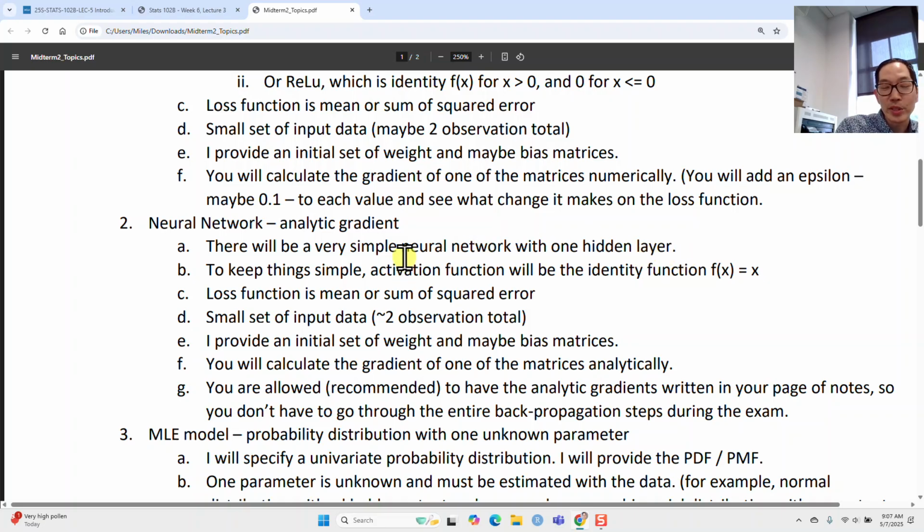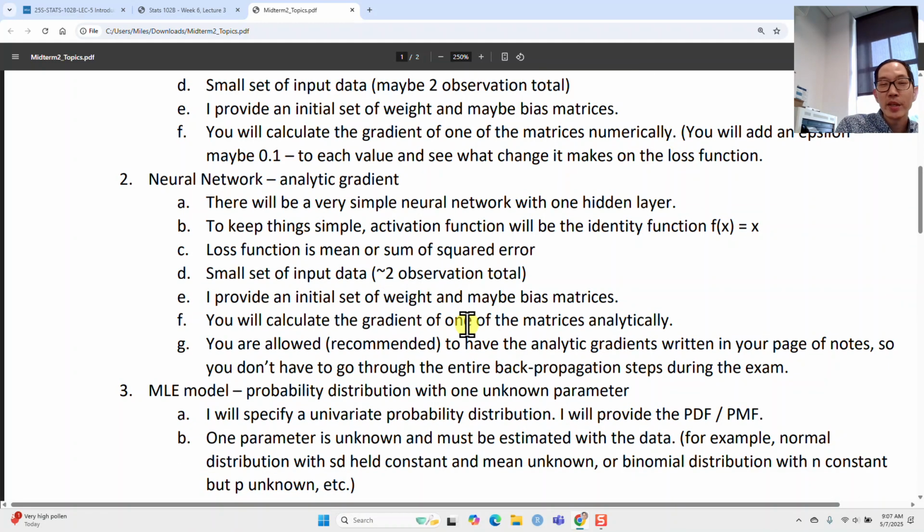The loss will be either your sum of squared error or mean squared error. Small set of input data. I'll provide an initial set of weights, maybe bias matrices. Okay, so be prepared for either. And then you will calculate the gradient of one of the matrices analytically. Okay, and again, you are allowed a sheet of notes.